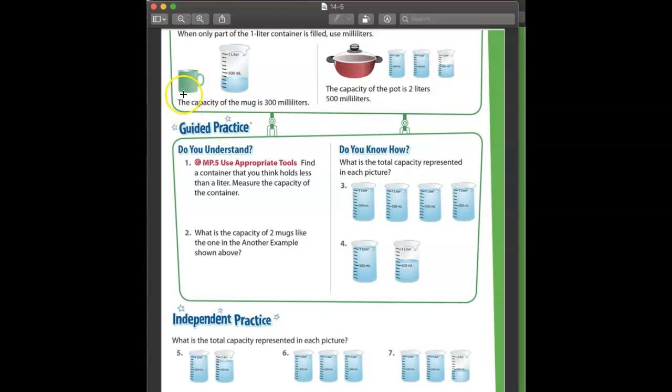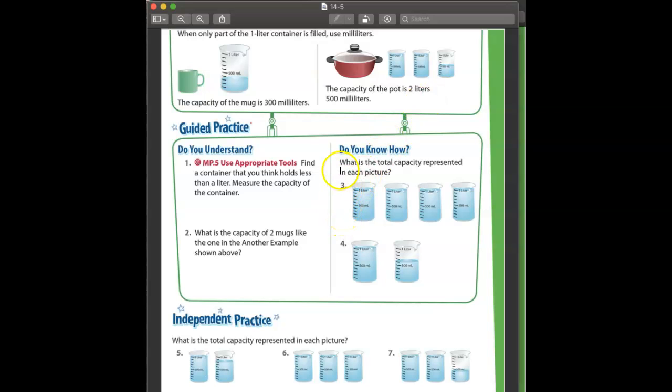Up here they show a beaker and it's just filled to right here, so it's filled to 300 milliliters. So the capacity of that mug is 300 milliliters. This pot filled 2 liter beakers and 500 milliliters more. So you would say that this pot's capacity is 2 liters, 500 milliliters.